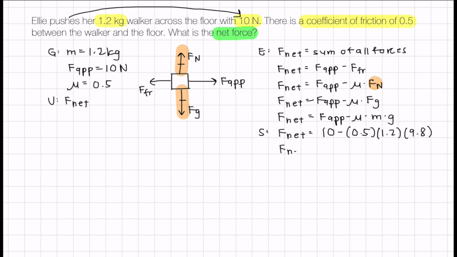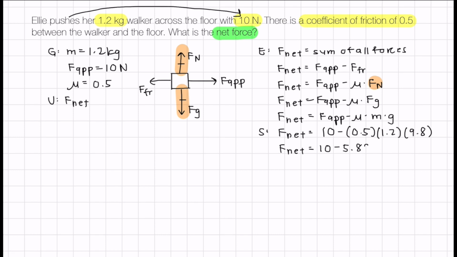So if I solve this out, it's going to be F net is equal to 10 minus 5.88, and F net is going to be equal to 4.12 newtons to the right since it's positive.